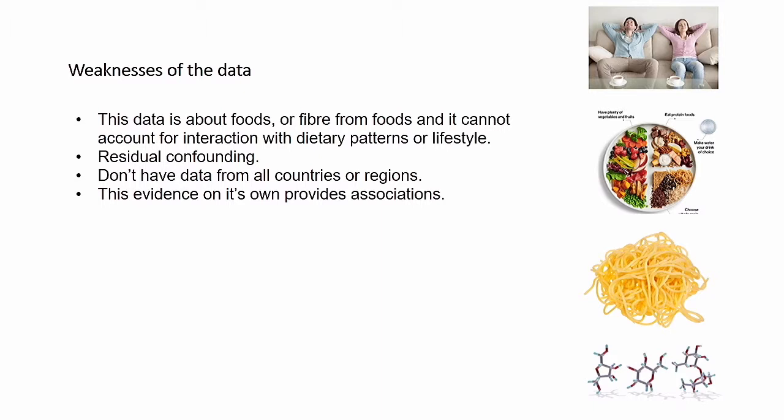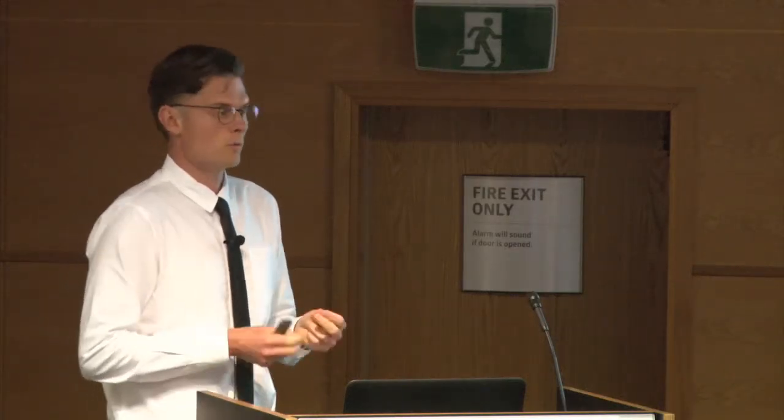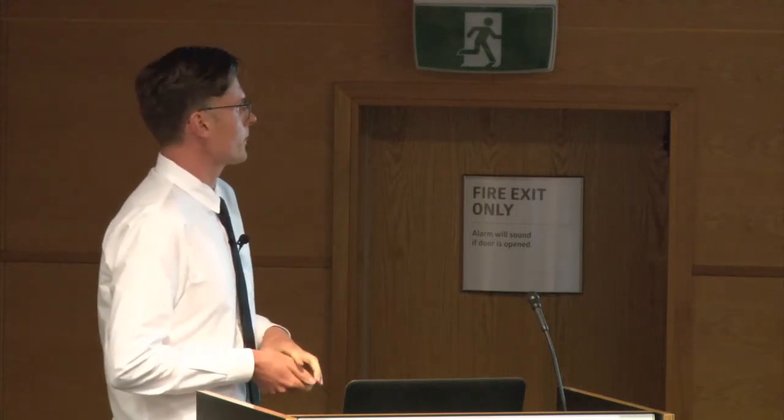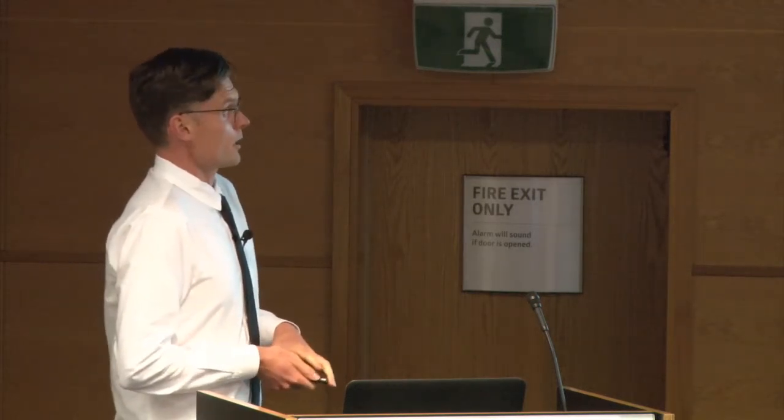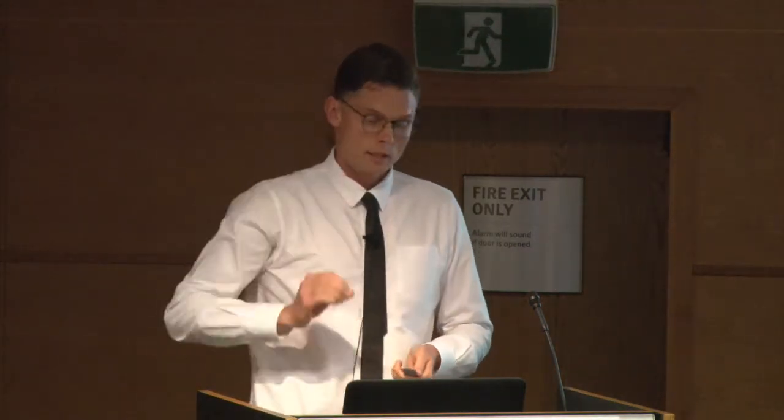There's residual confounding. So while we try and control, and we used estimates that controlled for things like smoking, for BMI, for age, and the most maximally adjusted, there's always going to be some residual stuff or things that we can't encounter or control for. So we must acknowledge that. We didn't have data from all countries or regions, as I showed you with a map. And this evidence, just considered by itself, just talks about associations, not causality.